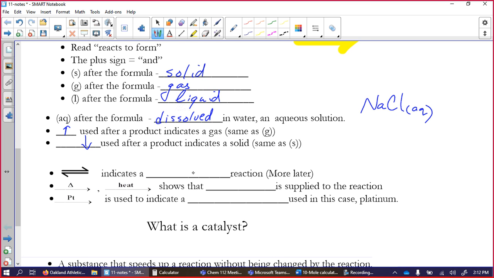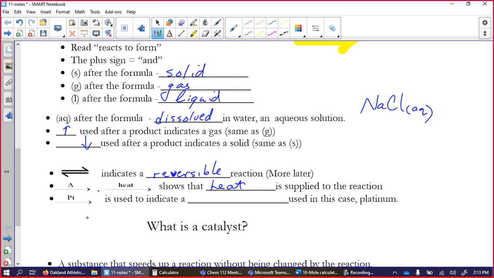Other signs you may see, this you'll see if you take Chemistry 12. It's a reversible reaction. Not every reaction just goes in one direction. Some can go in the other direction. But that's a whole unit on equilibrium in Chemistry 12. If you see a little triangle or the word heat, you have to add heat.